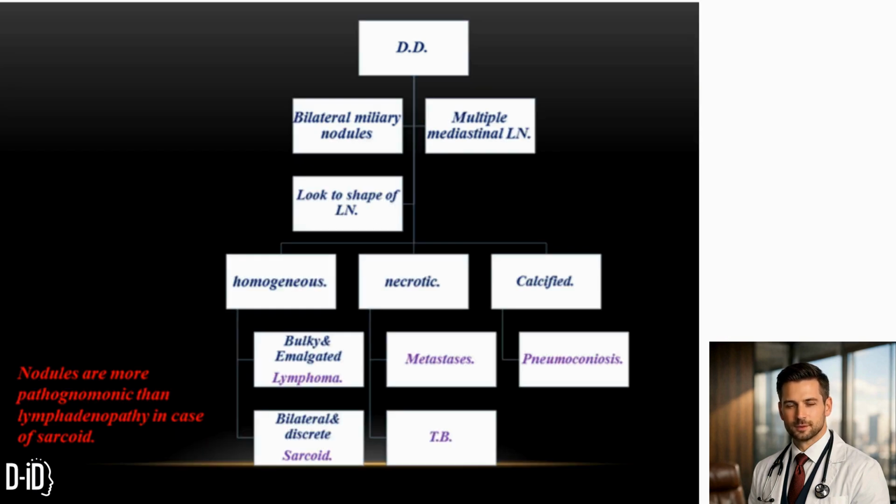Now we will talk about causes of bilateral miliary nodules plus multiple mediastinal lymph nodes. Simply look at the shape of the lymph nodes. If it's homogeneous with bulky and amalgamated appearance, it will be lymphoma, but if it is homogeneous with bilateral and discrete shape, it will be due to sarcoid. If it is necrotic, it will be metastatic or tuberculosis. If it is calcified, it will be pneumoconiosis.